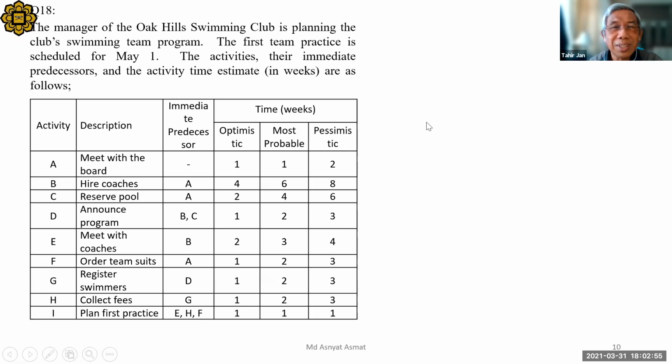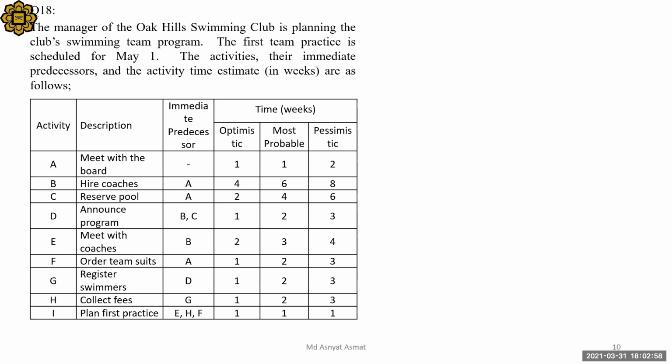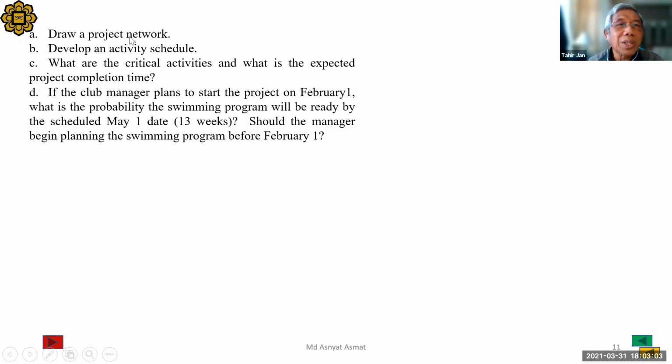What does it mean? Probabilistic, the PERT method. Draw a network, develop the activity schedule. What are the critical activities and what is the expected completion time? What is the probability the swimming program will be ready by the scheduled May, if the club manager plans to start the project in February? That means within 13 weeks. Should he start on this date or earlier or later?